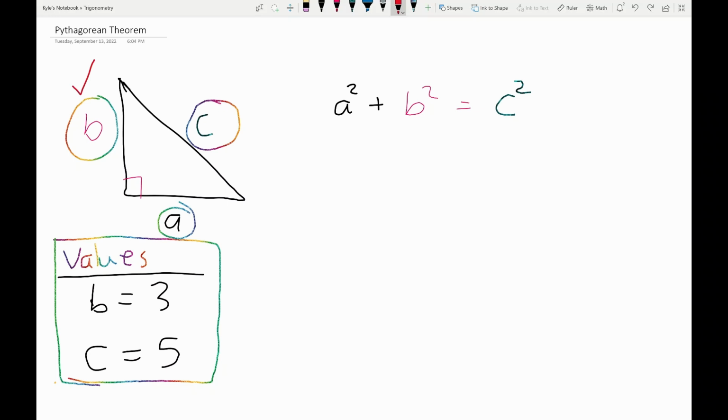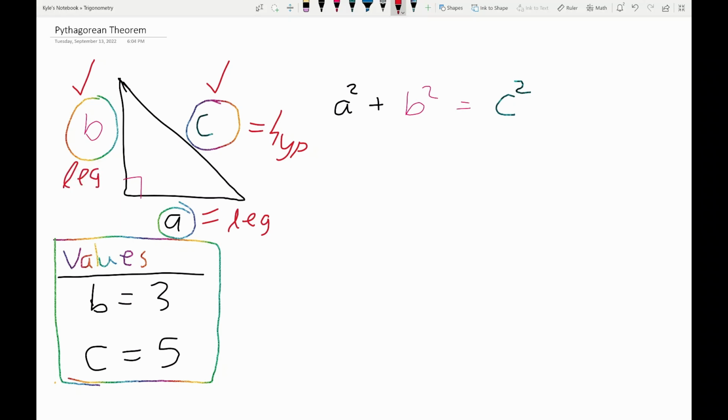And also C. In right triangle science, the longest side is always going to be the hypotenuse, which is C. So I'm going to just put hypotenuse. These other two sides, they're called legs. So they're interchangeable. But this is a leg, and this is a leg.